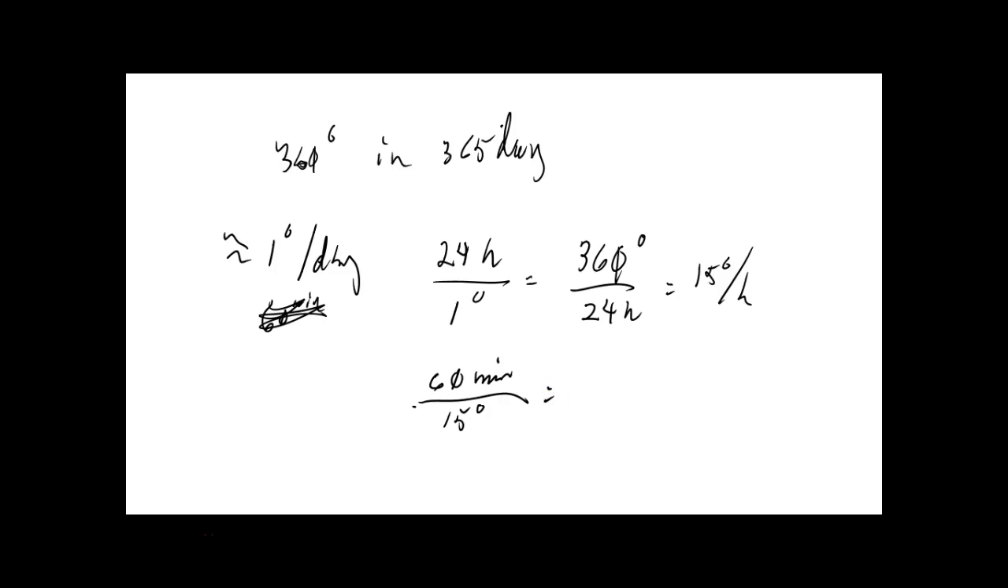Someone may have said it. 60 divided by 15. 4 minutes per degree. That's what we wanted to get to. How many minutes does it take to move that 1 degree? And that would be 4 minutes. So a solar day is approximately 4 minutes longer than the sidereal day, the day based on the stars. And that's what we were getting at here. That's number 1. Express your answer in minutes, 4 minutes to move that 1 degree.